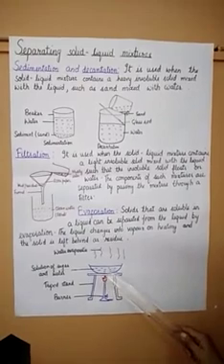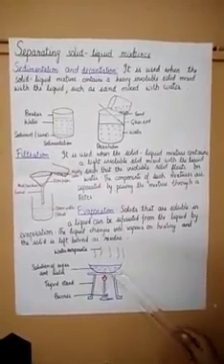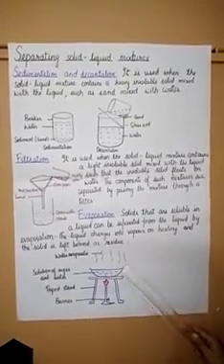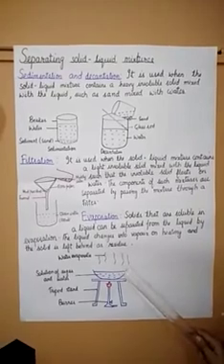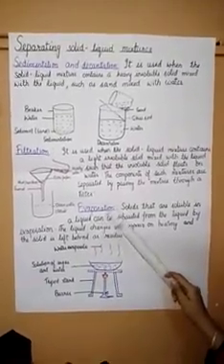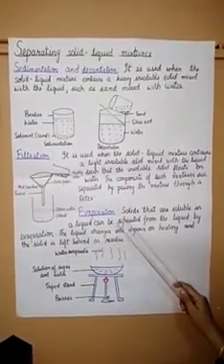Sea water is collected in shallow lakes called lagoons. After the water evaporates, the salt is collected and sent to the factories for purification. So the evaporation method is used for obtaining salt from sea water.